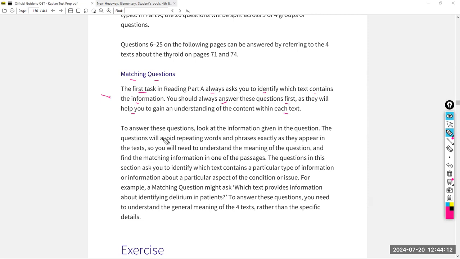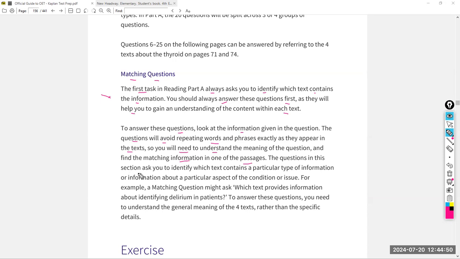Now, to answer these questions, we have to look at the information given in the question. The questions will avoid repeating words and phrases exactly as they appear in the text. So please, as I told you all the time, the writer is going to give you synonyms, antonyms, definitions, and examples. We are not grade 5 and 6 just for the writer to give us the exact words mentioned in the passage. So please be careful. You will need to understand the meaning, and we have to find the information that I have to match in the passages.